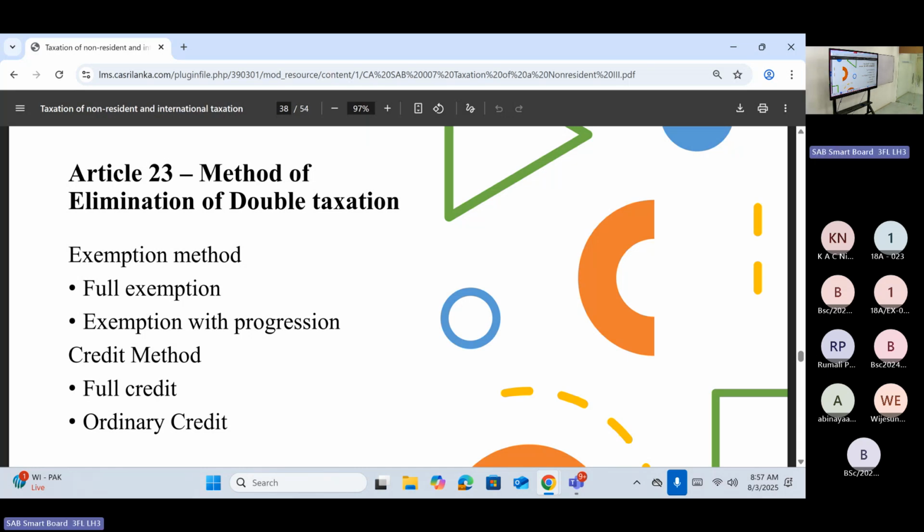Right. So we are in the discussion of the computation of non-resident taxation. Last week we discussed the application of the double tax avoidance agreement, and how to avoid double taxation. So today the main objective of the discussion is the double tax avoidance agreement: how we can eliminate double taxes. What are the methods available to us to eliminate double taxes, right?